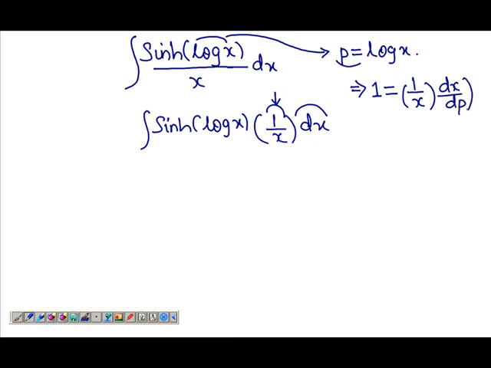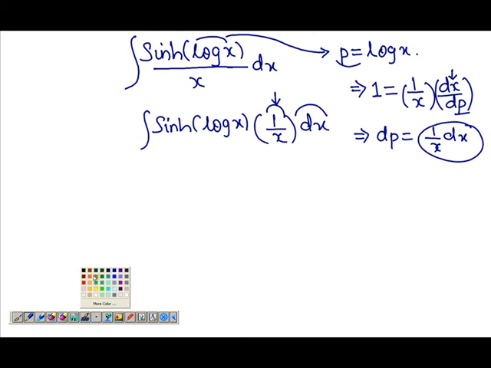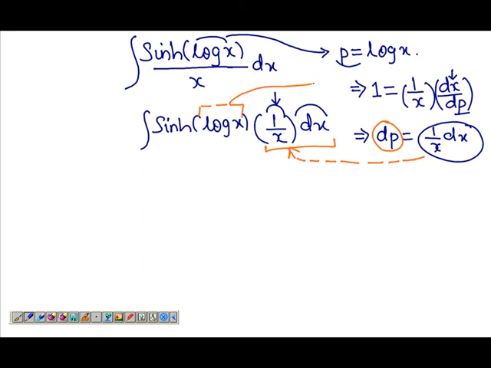Since you're not differentiating with respect to x, you're differentiating with respect to another variable, that is p, dp goes there and you're left with 1 over x d of x, which is present right there in the integral. So I can replace this whole thing by dp, and I can replace log of x by p, since I've taken p to be log of x. So what do I get here?